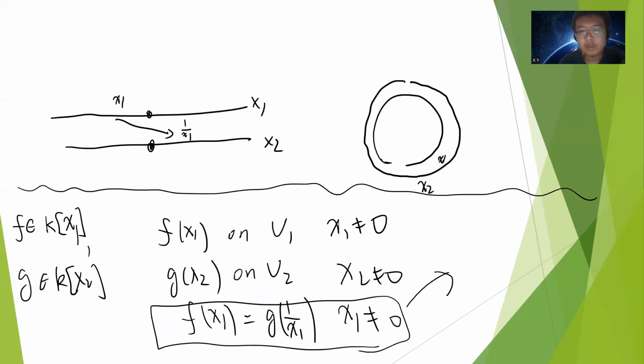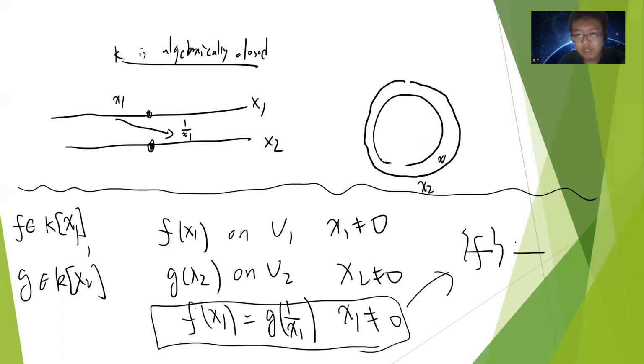And it's obviously easy to see that this is impossible, right? Because unless f and g are constant. Because if f of x1 is x1, then x1 cannot be 1 over x1. This cannot be true for arbitrary nonzero x1. Let's say k is algebraically closed. So in this case, you can show that the set of f is isomorphic to k, the field itself.